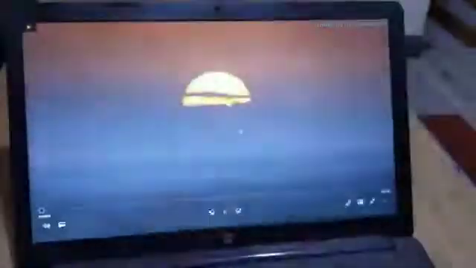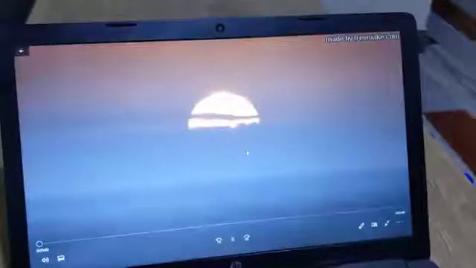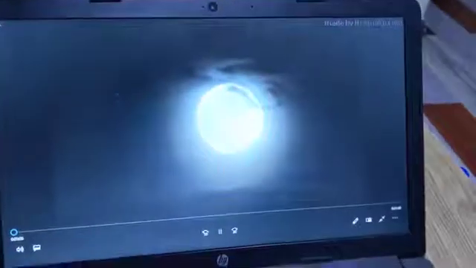And the formation of shadow has different effects. You see here, the earth is revolving around the sun. Here, during night time, the moon is partially eclipsed.